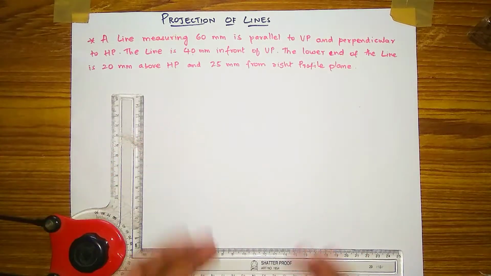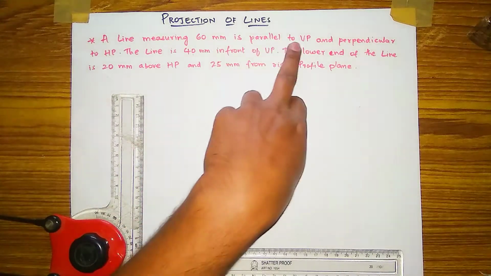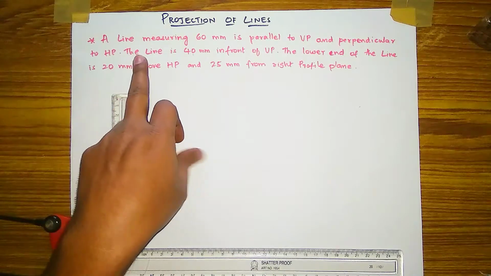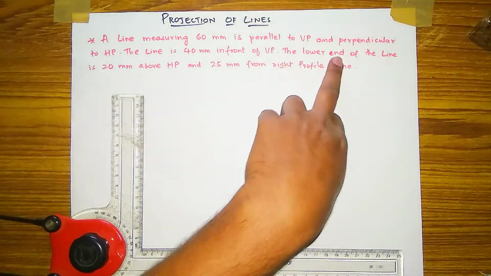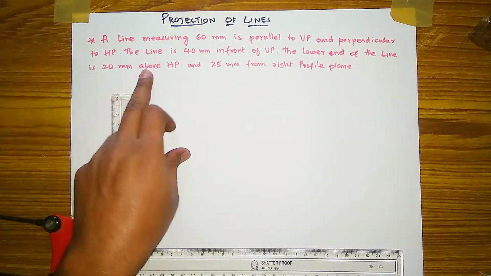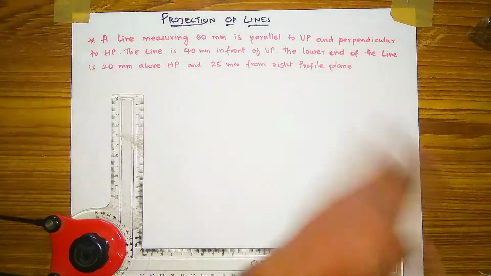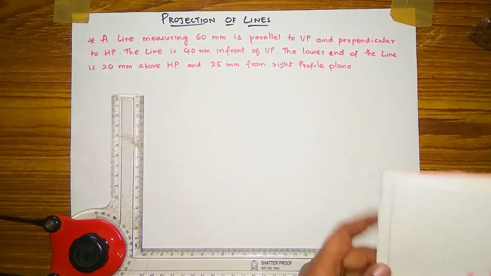Okay, and now I am starting my problem. A line measuring 60 mm is parallel to VP and perpendicular to HP. The line is 40 mm in front of VP. The lower end of the line is 20 mm above HP and 25 mm from the right profile plane. So first, practically I am explaining.